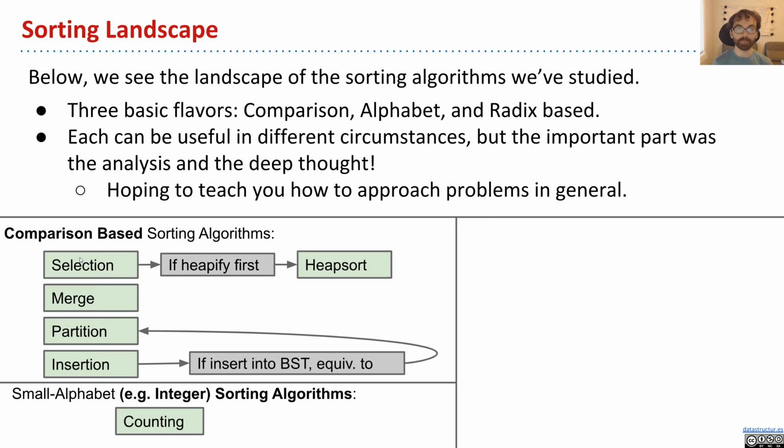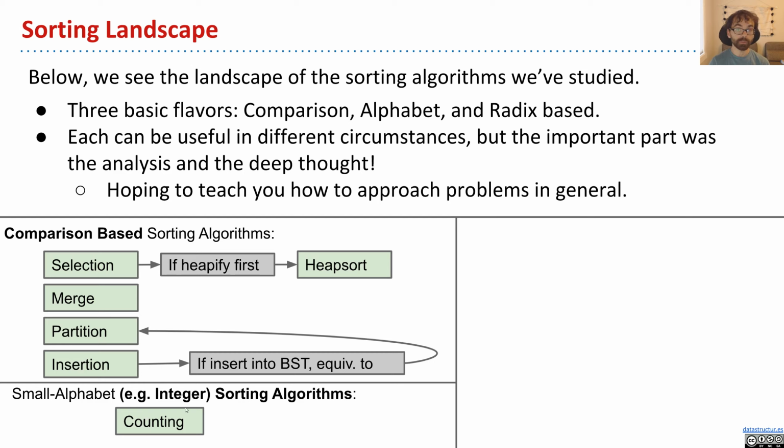Next, we had alphabet-based sorting: items from a small alphabet, or equivalently integers. Any alphabet can be converted into the set of integers trivially. So like spade, diamond, club, heart is just 1, 2, 3, 4, or 0, 1, 2, 3. And that was our counting sort. So that's one example of a small alphabet sorting algorithm.